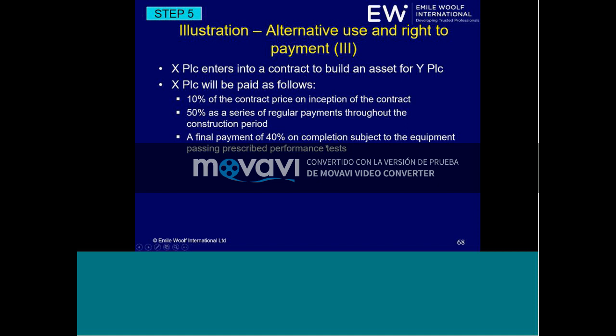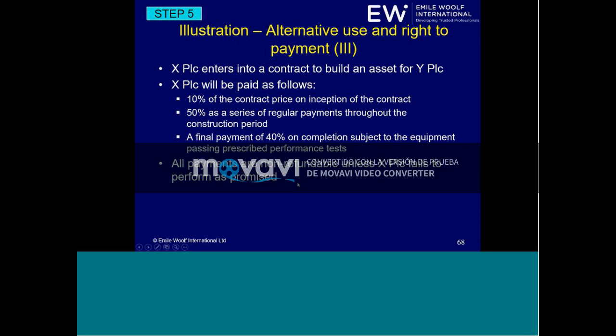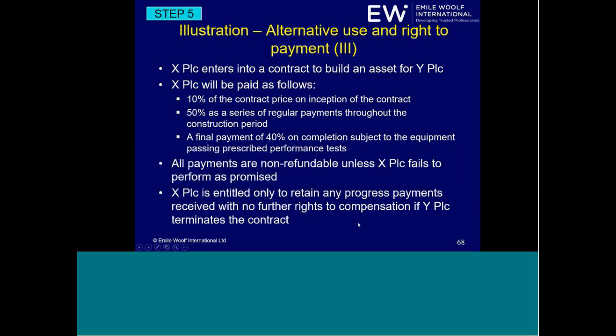If the equipment fails to perform, the progress payments received, with compensation if Y terminates the contract. Same as payment for work done to date? This is a series of discrete regular payments. You can keep what's come before that, which may or may not be enough for the work that's been done.